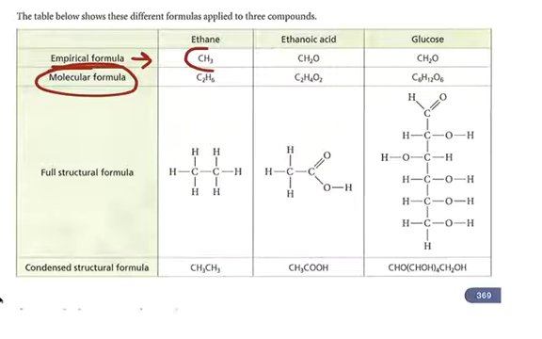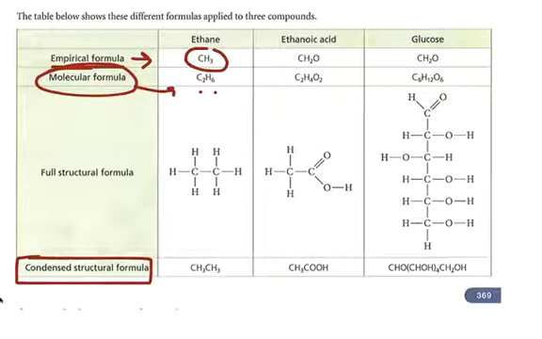So the empirical formula is the smallest ratio. Notice 1 carbon, 3 hydrogens, but the actual molecular formula is 2 carbons and 6 hydrogens, which is much more useful for our purposes. So we want to know what empirical formulas are, but we're not going to use them very much. And also, I'll tell you this, we're actually not going to use molecular formulas very often because we like these condensed structural formulas.